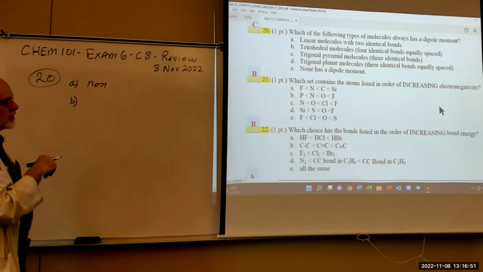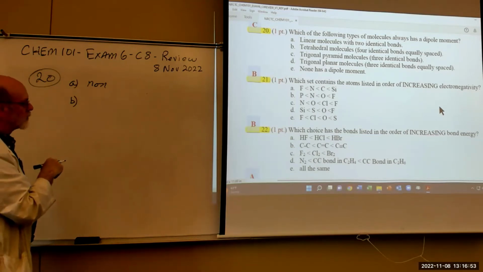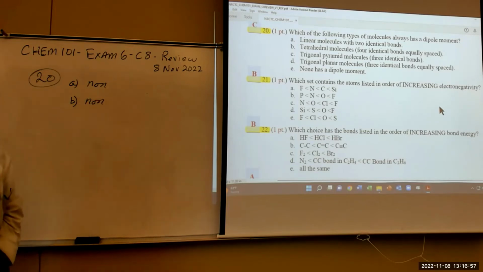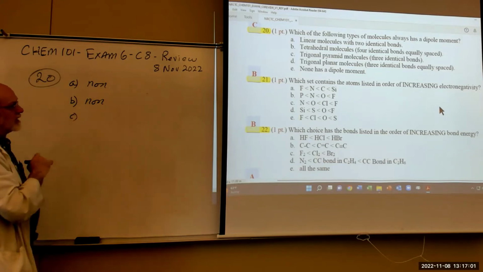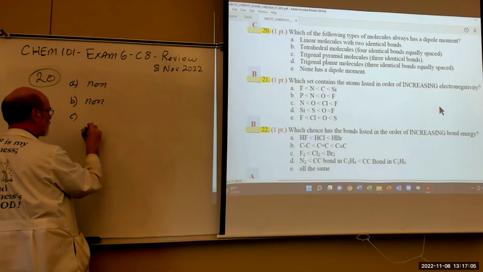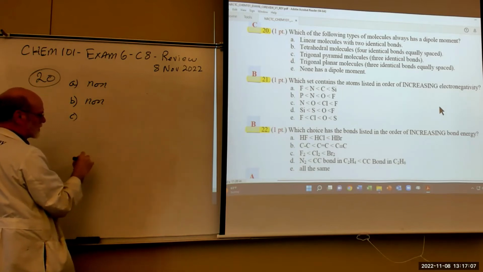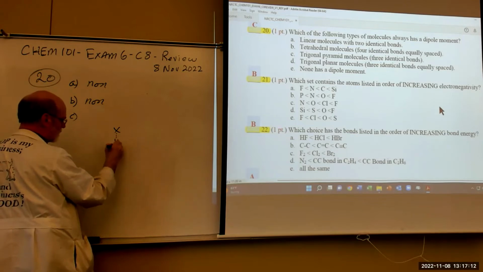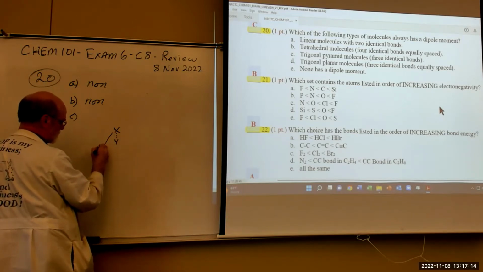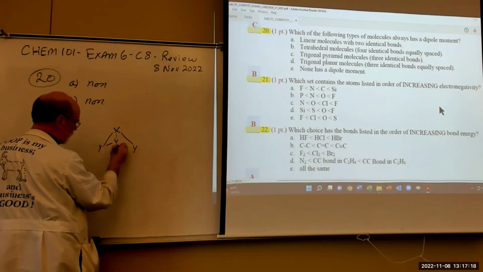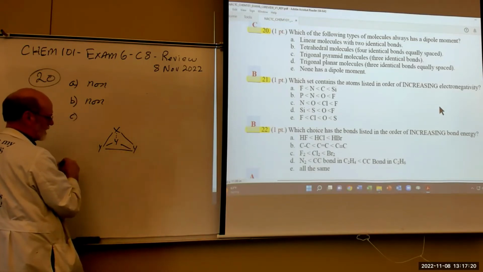Tetrahedral molecules with 4 identical bonds, equally spaced, like carbon tetrachloride and methane. They're nonpolar. Trigonal pyramid. So what does a trigonal pyramid look like? Well, it's got one here, one in the back, one out here, and one out here, and it forms that trigonal base.